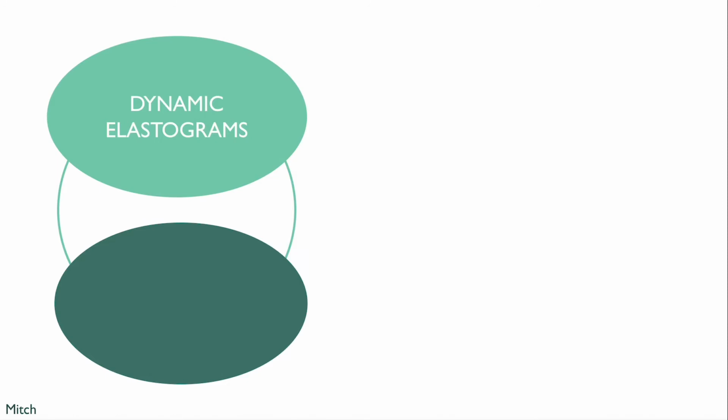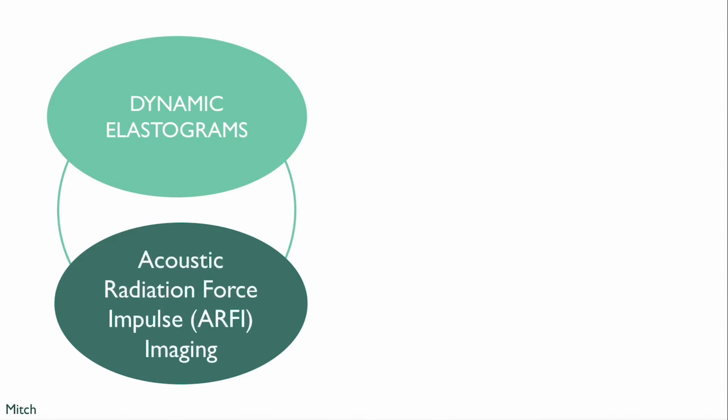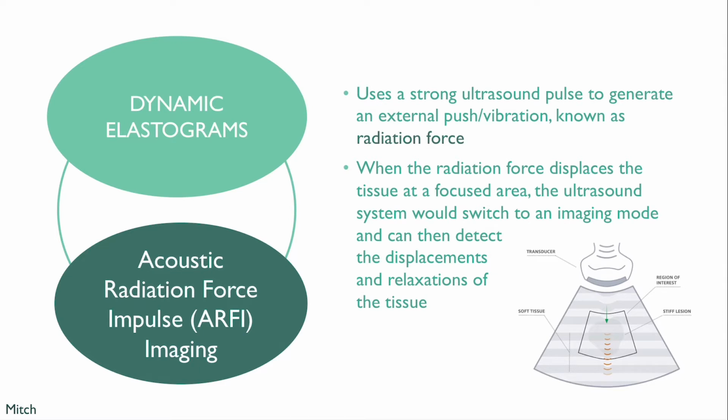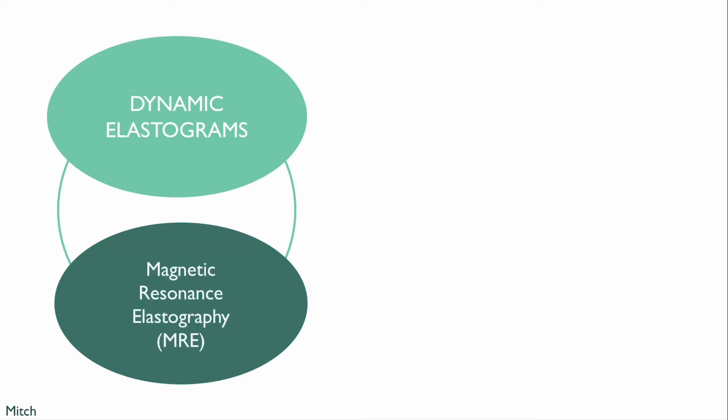The first one I will talk about is ARFI. ARFI uses a strong ultrasound pulse to generate an external push vibration. The strong pulse, which is a radiation force, compresses the tissue enough that a measurable shear wave is produced. When the radiation force displaces the tissue at a focused spot, the transducer switches to an imaging mode and can then detect the displacement and relaxation of the tissue.